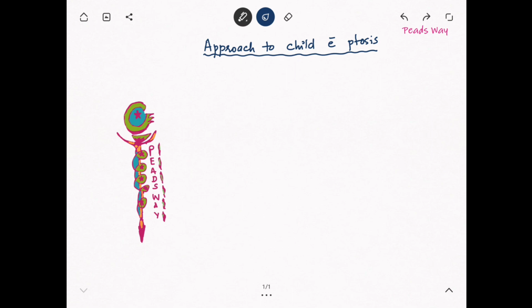Today, we are going to discuss a very important topic: how to approach a child with ptosis. This is a very important topic to know, and you need to know the scheme for ptosis, that whenever a child presents to you with ptosis, how you are going to analyze him on different patterns.